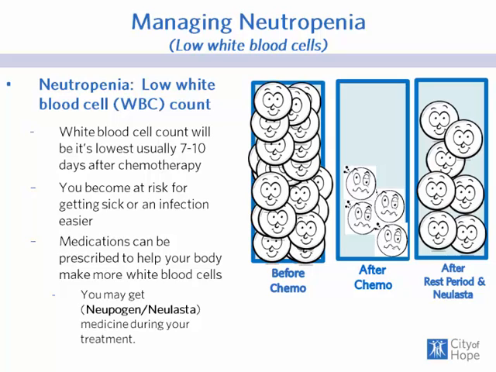The first 7 to 10 days is when white blood cell counts can be the lowest. This time period is called a nadir. During your nadir, you are very susceptible to infections. The good news is that there are many simple strategies you can use to help prevent infections. Your doctor may give you medication during your treatment to help your body make more white blood cells.